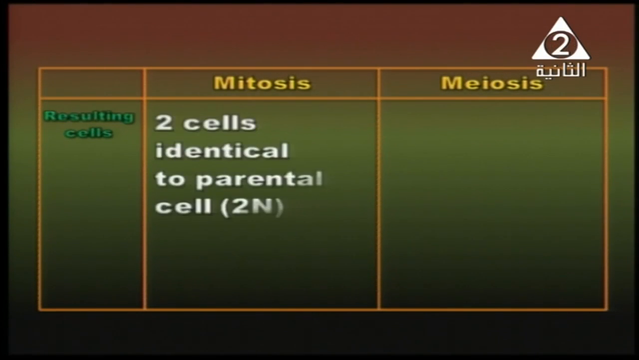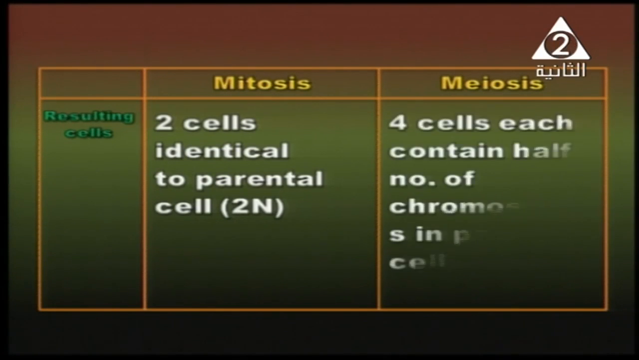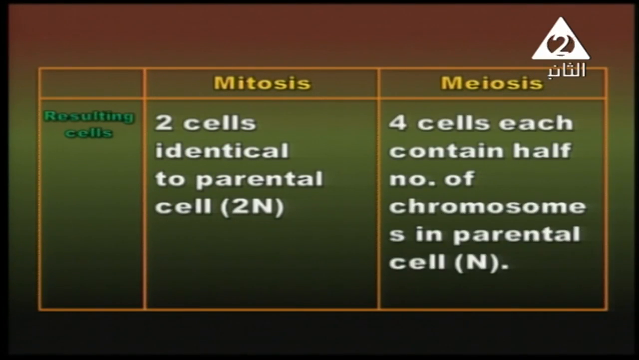The number of resulting cells. In mitosis, 2 cells identical to the parental cell, equal to n. In meiosis, 4 cells, each containing half the number of chromosomes in the parental cell, equal to n.